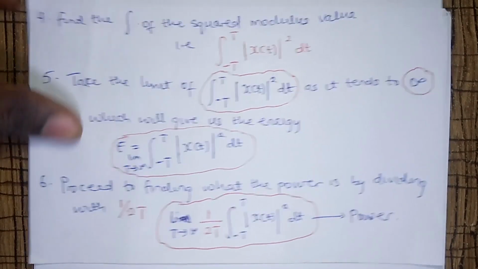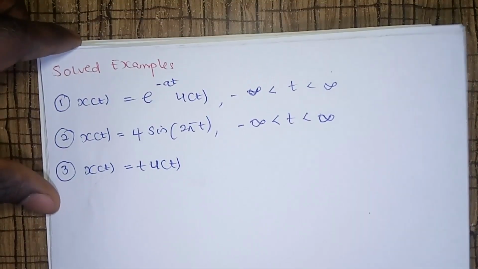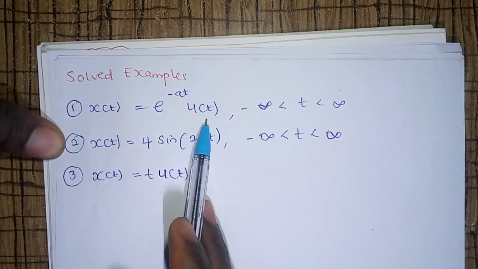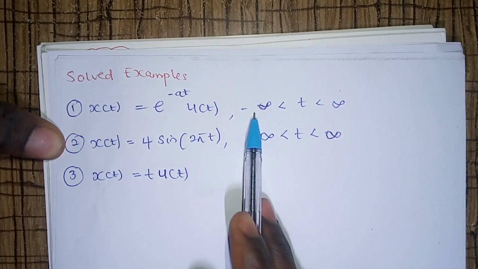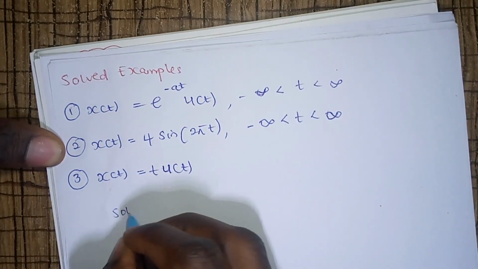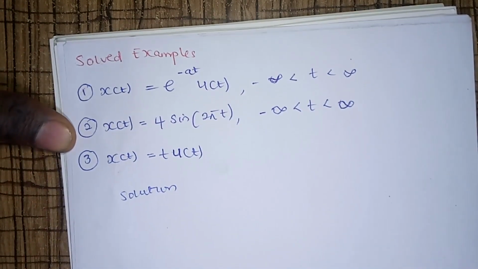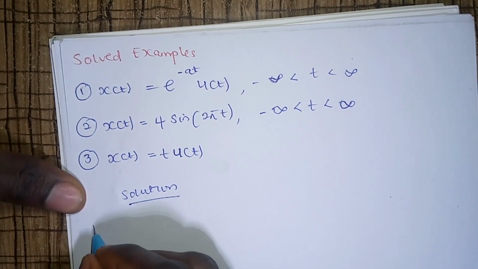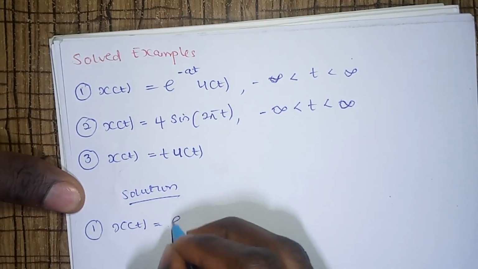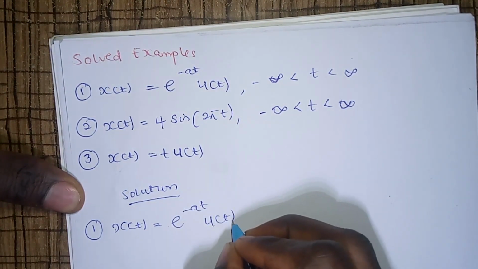Let's look at some examples. The first example is x of t equal to e to the negative at u of t, ranging from negative infinity to infinity. Solution: the first one here is x of t equals e to the negative at u of t.